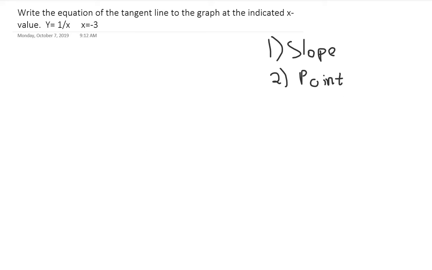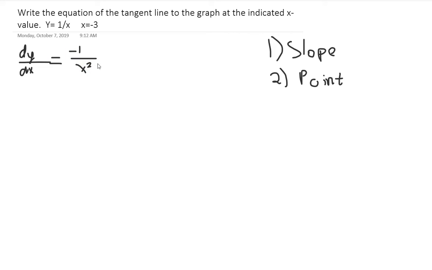Okay, so now we know the derivative, right? You guys just found it. And the derivative is dy/dx is equal to negative 1 over x squared.